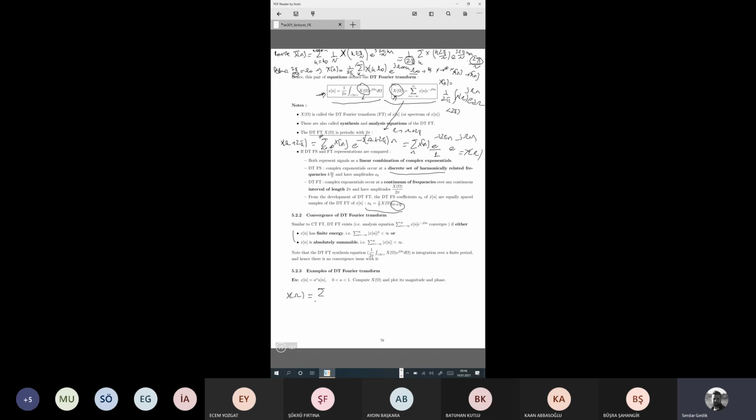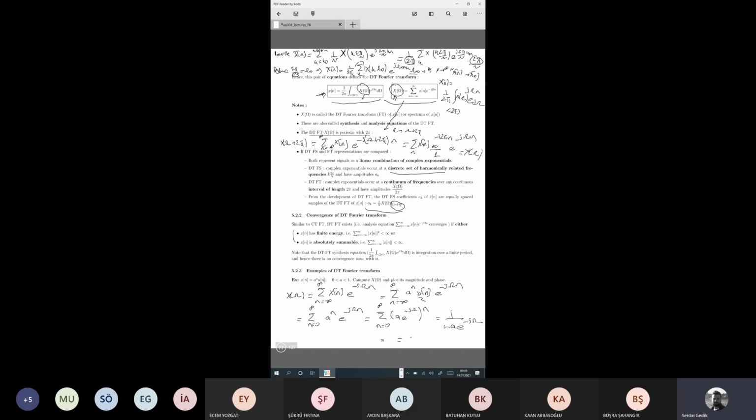It is simply using the well-known relation e to the power minus j omega n. This is equal to the summation for n from minus infinity to plus infinity of a to the power n u of n e to the power minus j omega n. I can easily change the limits to n from 0 to infinity since there is u of n here. So it is the summation for n from 0 to infinity of a e to the power minus j omega, to the power n. And this is nothing but 1 over 1 minus a e to the power minus j omega.